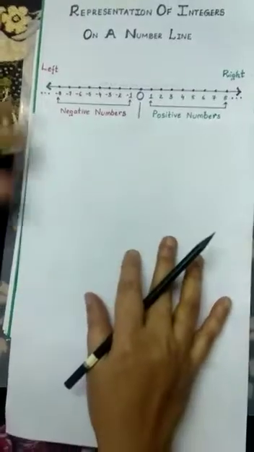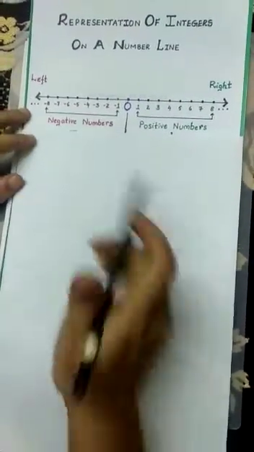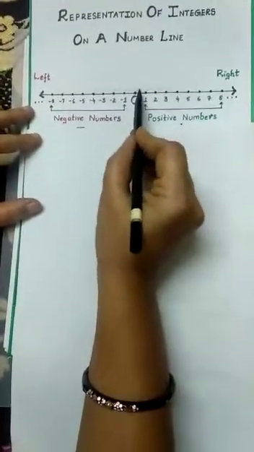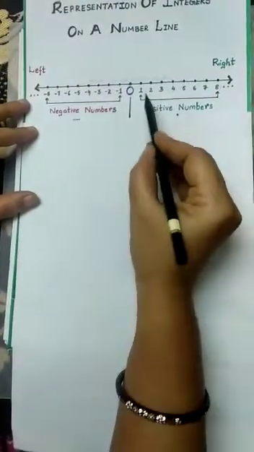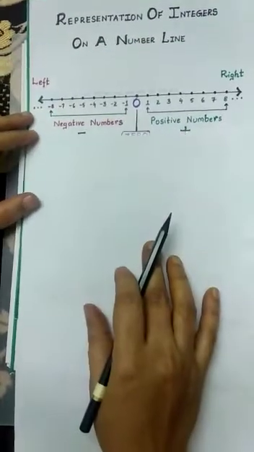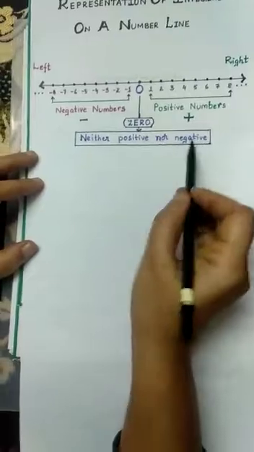side of the 0. But wait, all these integers we should not mark randomly. We have to mark with equal intervals like this. That means the distance between any two consecutive integers must be same. Now as you know that 0 is neither positive nor negative.